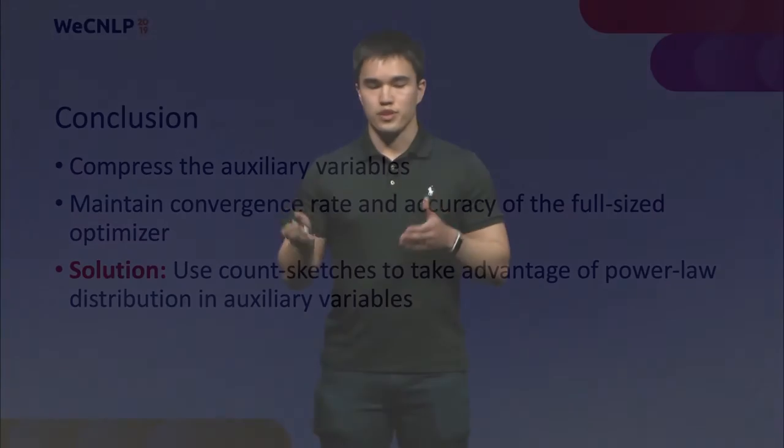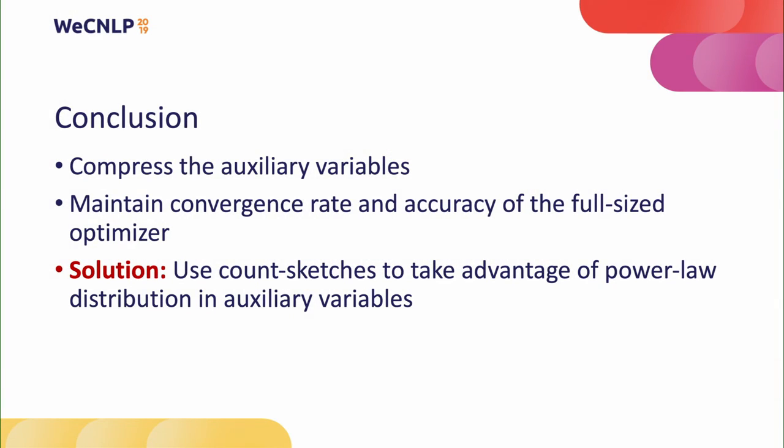So in conclusion, our goal was to compress the auxiliary variables while maintaining the convergence rate and accuracy of the full-size optimizer. Ideally, we wanted to maintain the adaptive properties of the Adam optimizer while having only the memory costs of stochastic gradient descent. And our solution was to use the count sketch data structure to take advantage of the natural power law distribution present in those auxiliary variables.